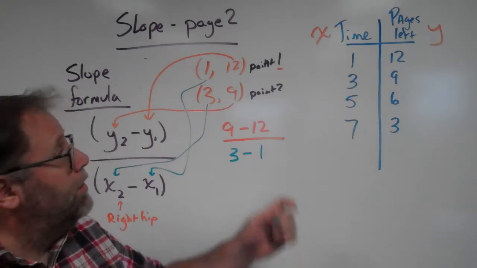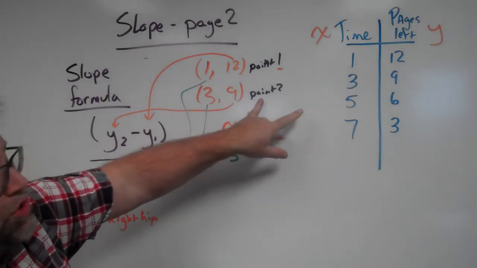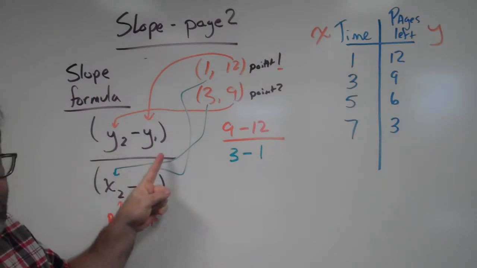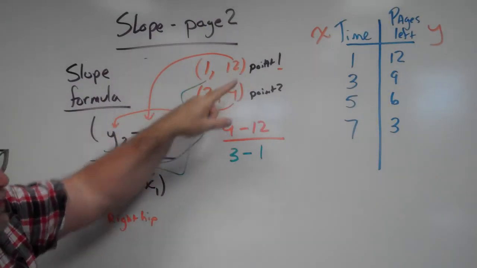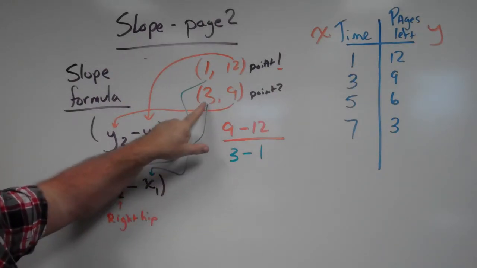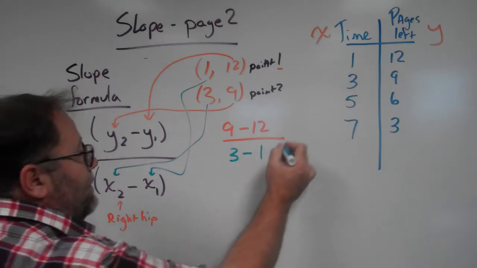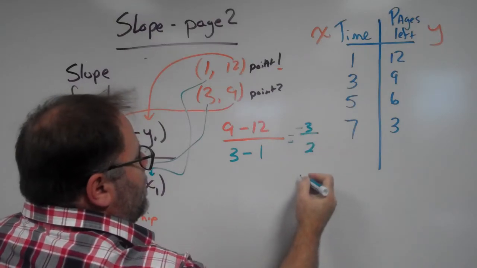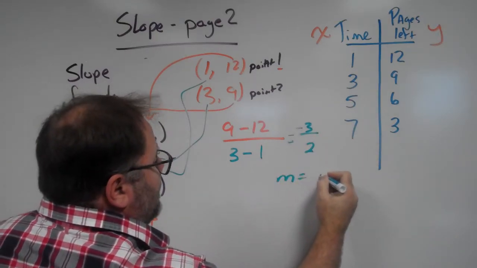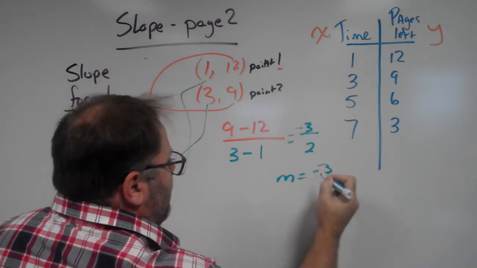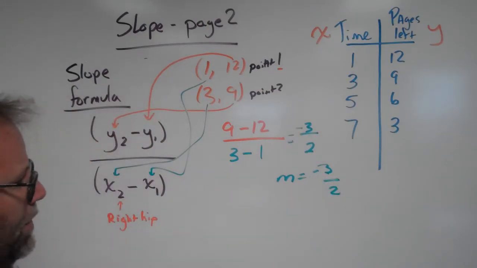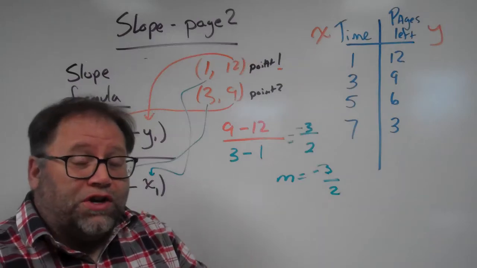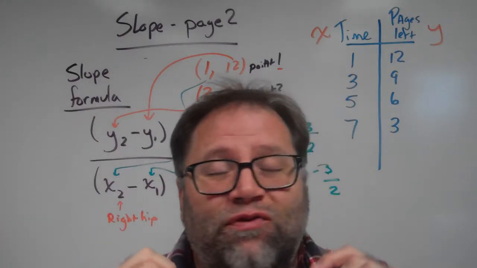Okay, so I'm taking point 2 and subtracting point 1 from it. That's what this is saying. Y sub 2 minus y sub 1, the second y minus the first y. X sub 2 minus x sub 1, the second x minus the first x. And then we do the math. 9 minus 12 is negative 3. 3 minus 1 is 2. Therefore, the slope of this table is negative 3 halves. That's it, okay? This is all about formula and structure. Look, when we talked about the counting part, it's very, very simple.